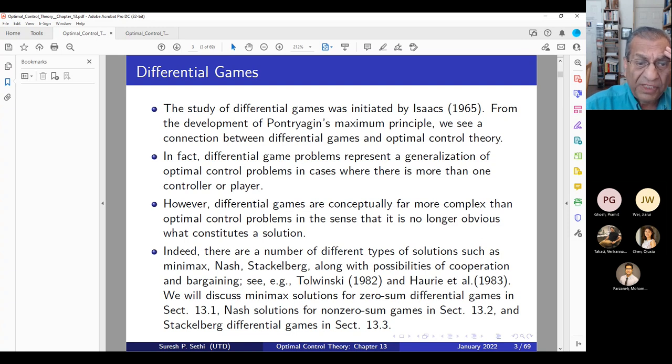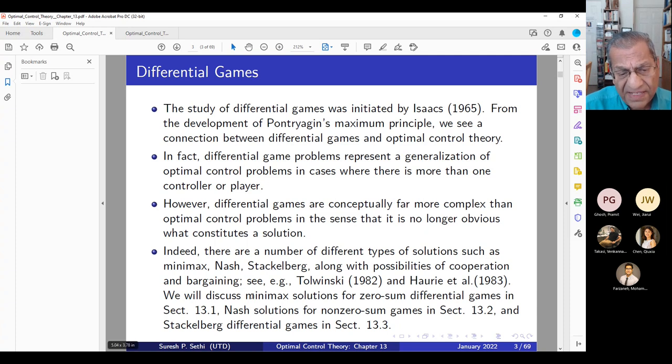So differential games are actually the generalization of optimal control problems in cases when there's more than one controller or player. But the objective functions are far more complex because you don't know anymore what the objective function should be, like we knew in single player problems, where we maximize profit or maximize utility or this or that. So there are different kinds of concepts called solution concepts: Minimax, Nash, Stackelberg, and there are a slew of other possibilities called cooperation, bargaining. There are papers by Tolwinski and Uri. Uri is there because I have written several papers with him.